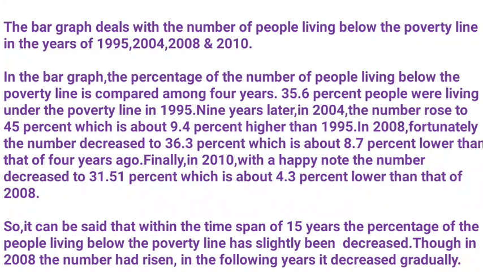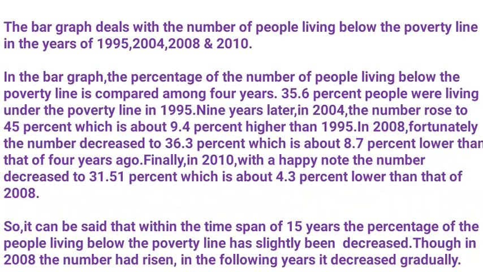If I explain the second line, then the survey period ranges from 1995 to 2010. Next line, 35.6% of people are living under the poverty line in 1995. So in the third line, we see that in the year 1995, 35.6% of the total population were living under the poverty line.